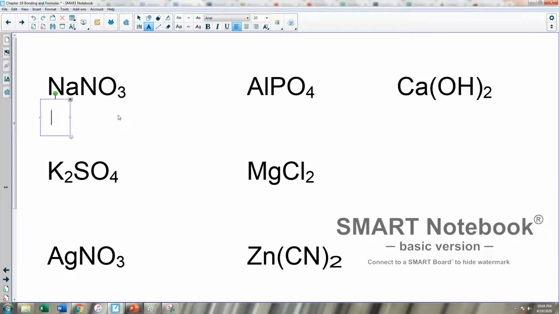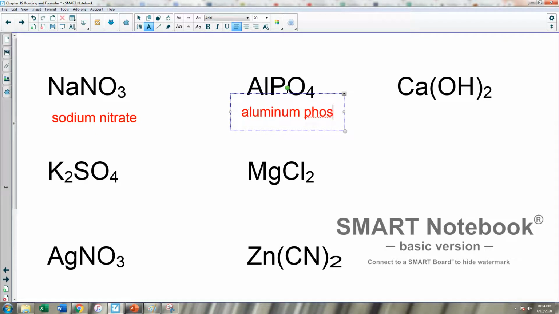Na is sodium, we know from your periodic table, but NO3 is one of the ones we just learned. Look, I've got 1, 2, 3 different capital letters, so I know that I've got a polyatomic ion here. So this is sodium nitrate. Al you can know is aluminum, but PO4 was one of the ones on the other page, phosphate. Aluminum phosphate. OH is hydroxide. So I'm going to call this one calcium hydroxide.